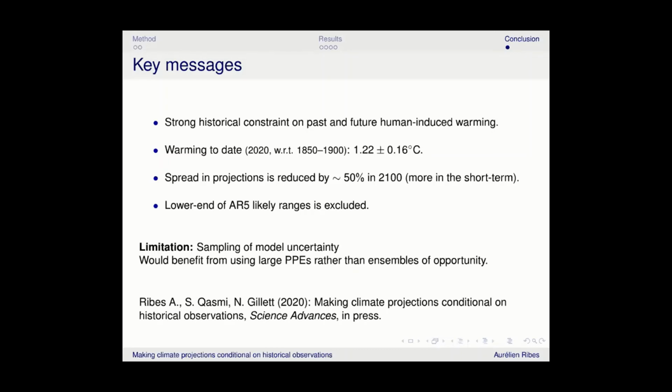This work should be available soon, because it's technically accepted by Science Advances. Thank you.